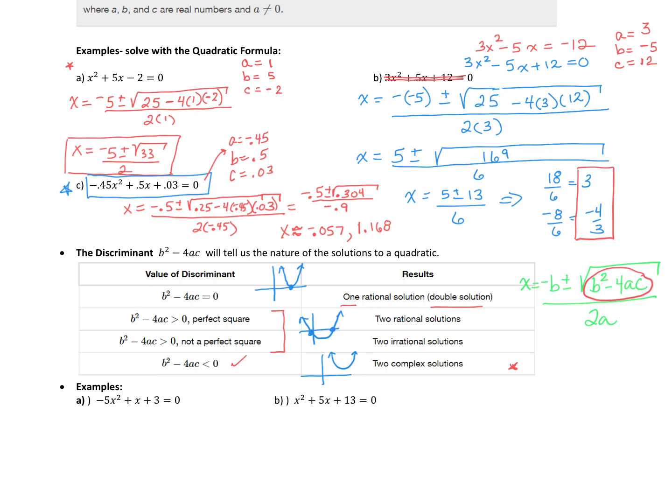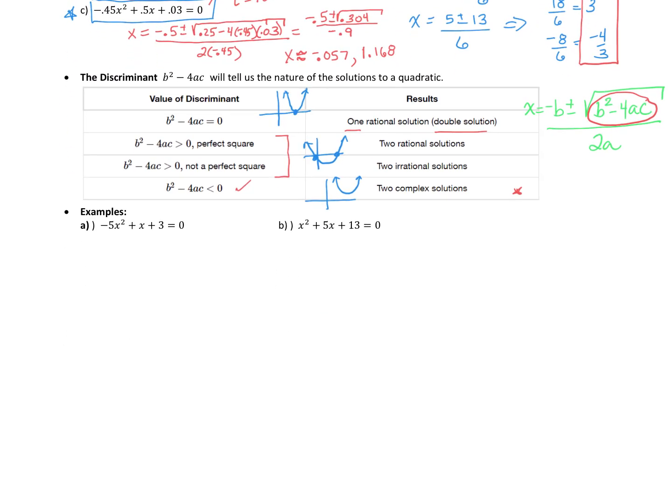So let's take a look at these, or I guess I only have 2 questions regarding the discriminant. So maybe I don't want to know what the solution is, but I want to know what kind of solutions I have. In that case, I only need to look at b squared minus 4ac, which is that part underneath the radical. So let's write down our a, which is negative 5, our b, which is 1, and our c, which is 3. We are equal to 0, so we can do that.